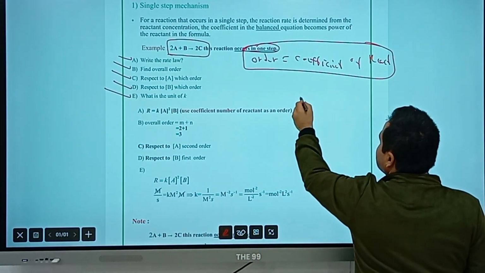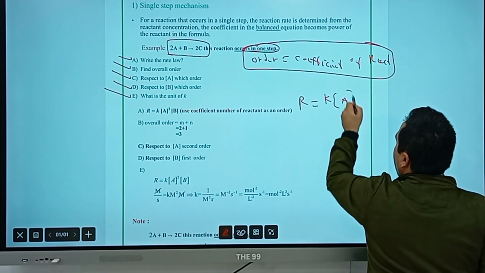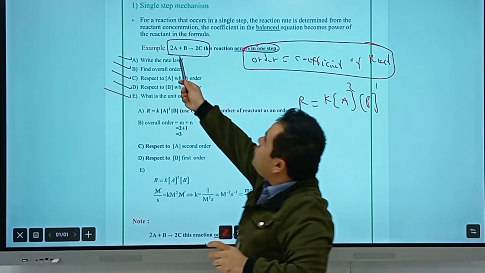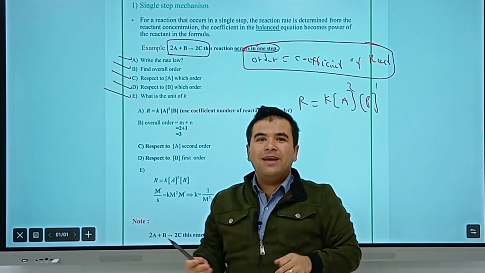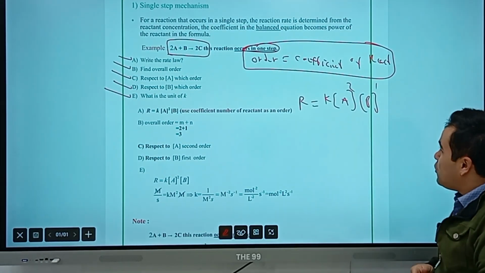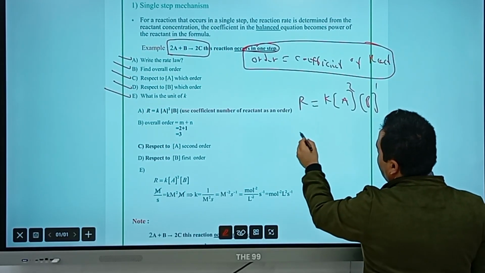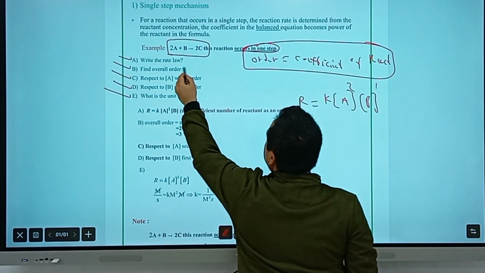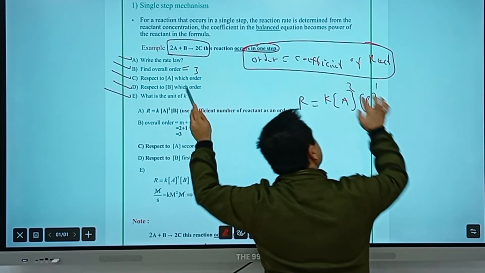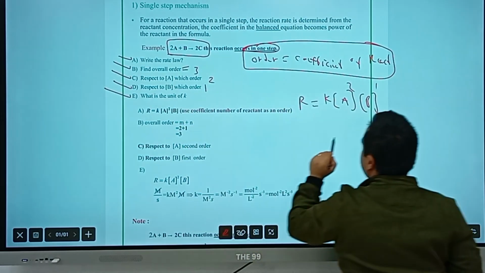Guys, first of all, write the rate law: r equals k, A to the power of 2, B to the power of 1. Why 2, why 1? Because the coefficient of A is 2, the coefficient of B is 1. That's how we simply find the order of the reaction through the coefficients. Second, the overall order is equal to what? 2 plus 1, 3. Order with respect to A is what? It is 2. Order with respect to B is what? 1. The unit of K.